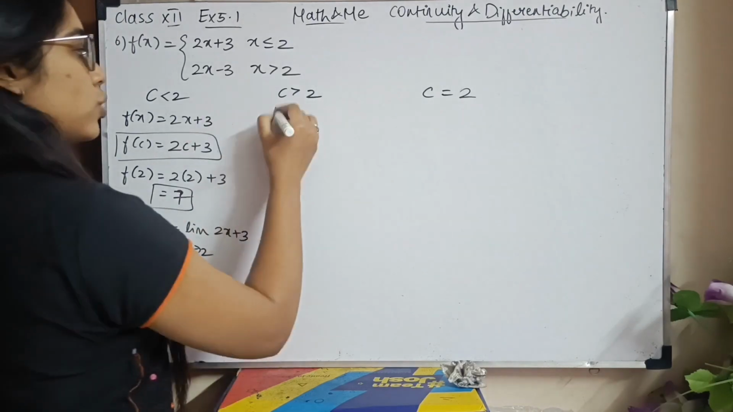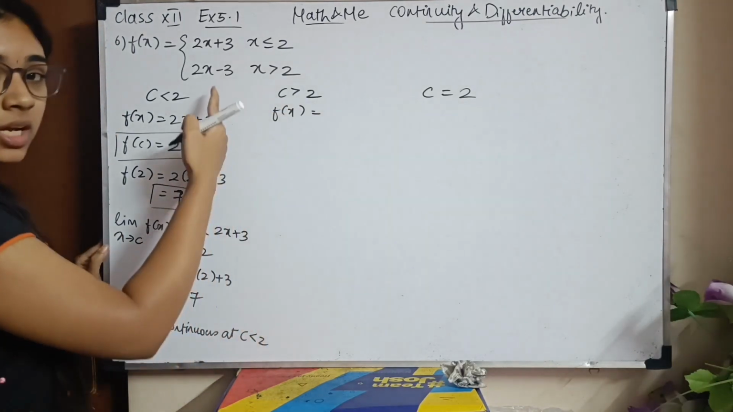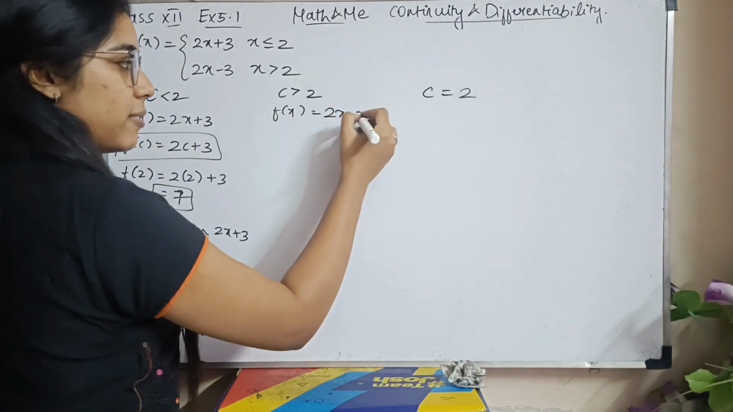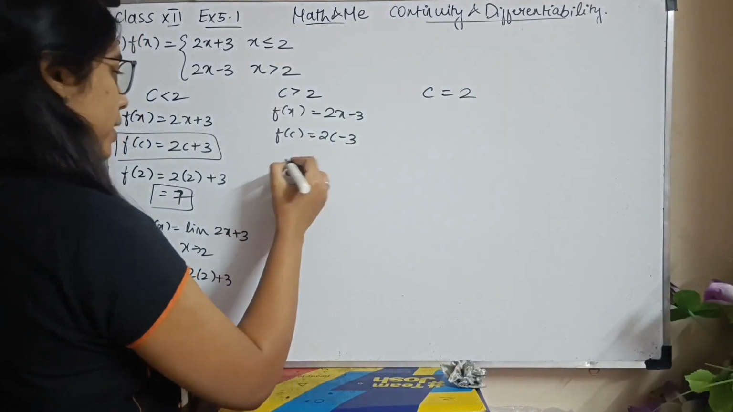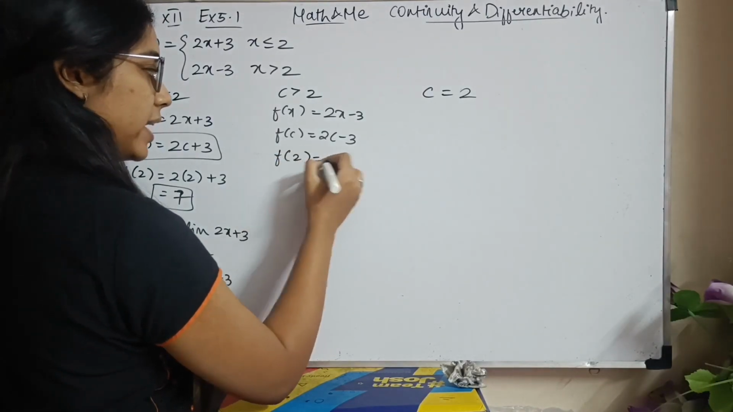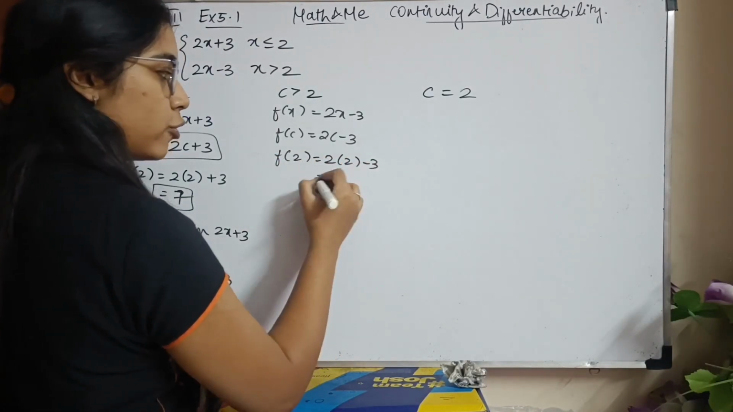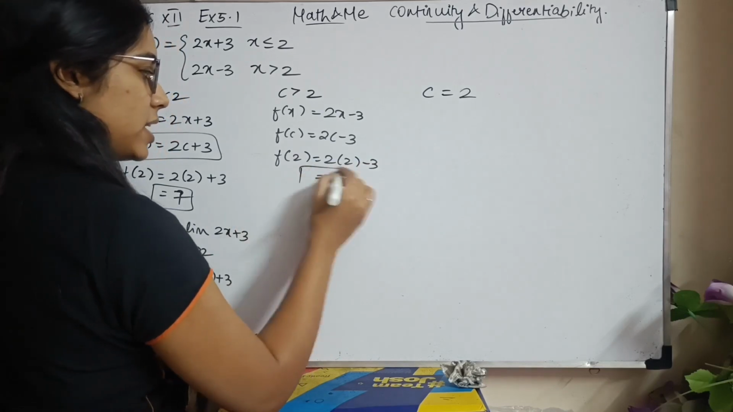If c is greater than 2, f of x, what is my one and only condition? 2x minus 3. So f of c is 2c minus 3. Now when I substitute the value of 2, I'll have 2 times 2 minus 3, 4 minus 3 is 1. So this is my f of 2.